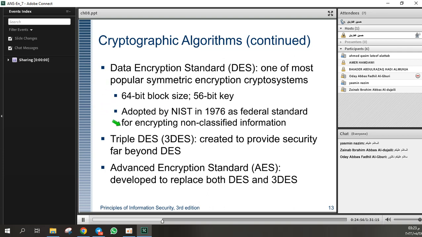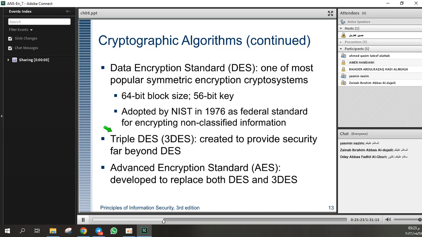However, this method was broken after a while, and this happened because the length of this key is short. Look at this one. The length of keys in this is only 56 bits.